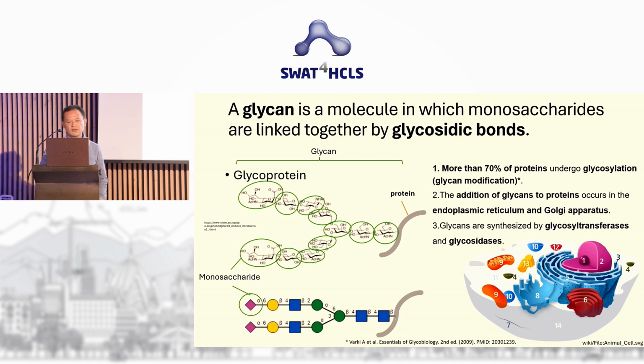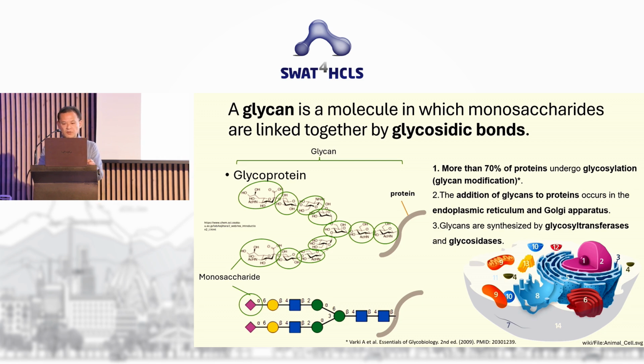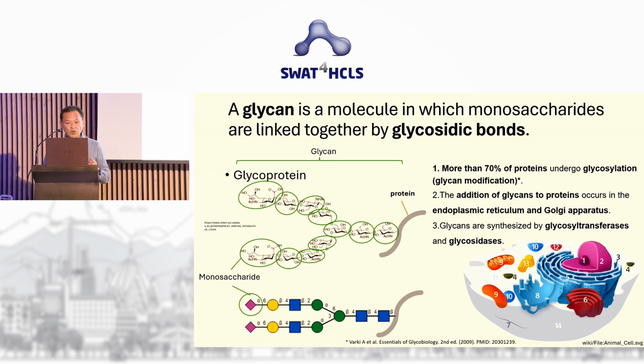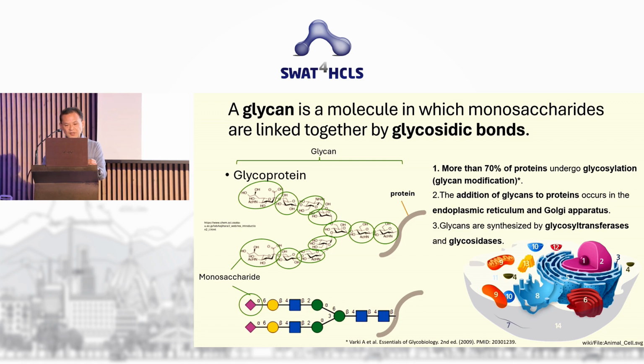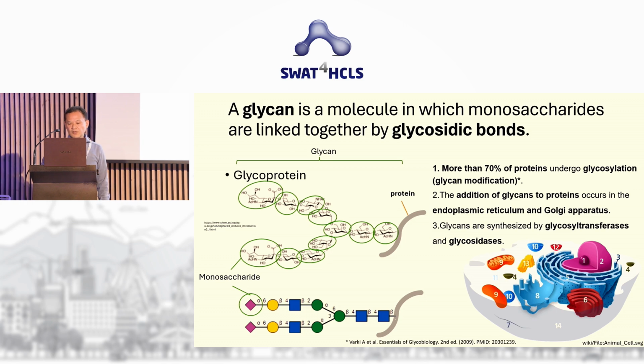And glycan attaches to a protein. As shown here, more than 70% of proteins undergo glycosylation. This means that 70% of the proteins in our body are glycoproteins. And also, do you know that this image is a cell, and glycan can be synthesized in this organelle? The number 5 is the ER.